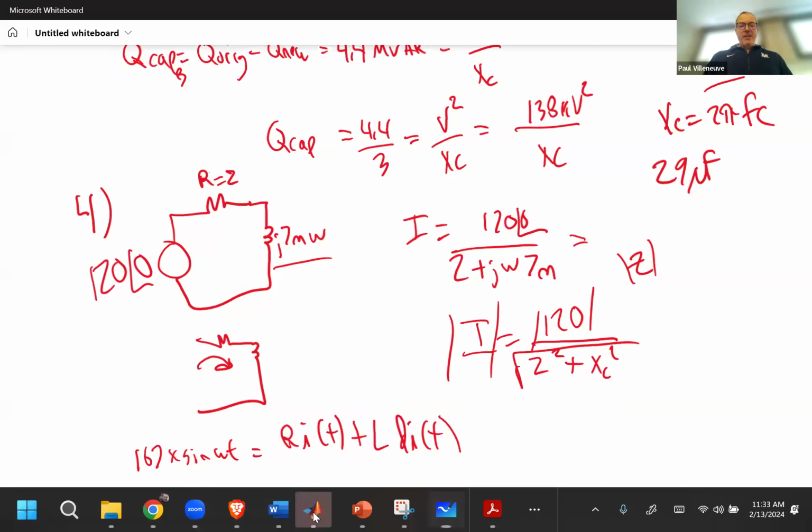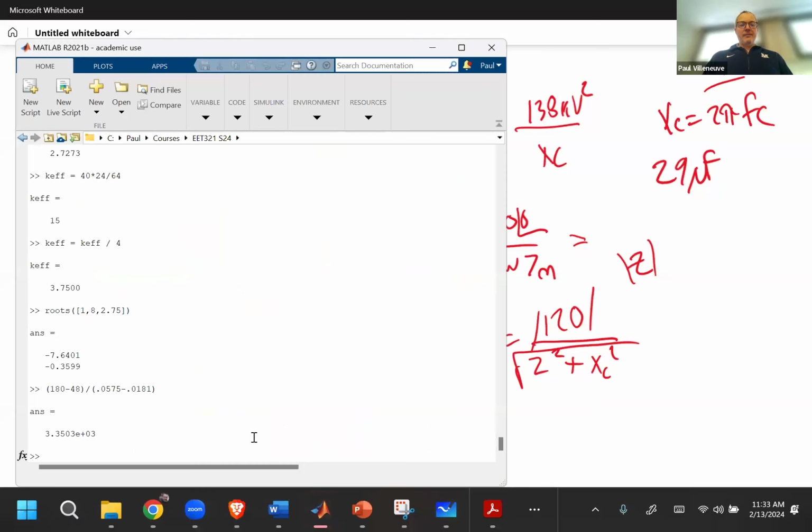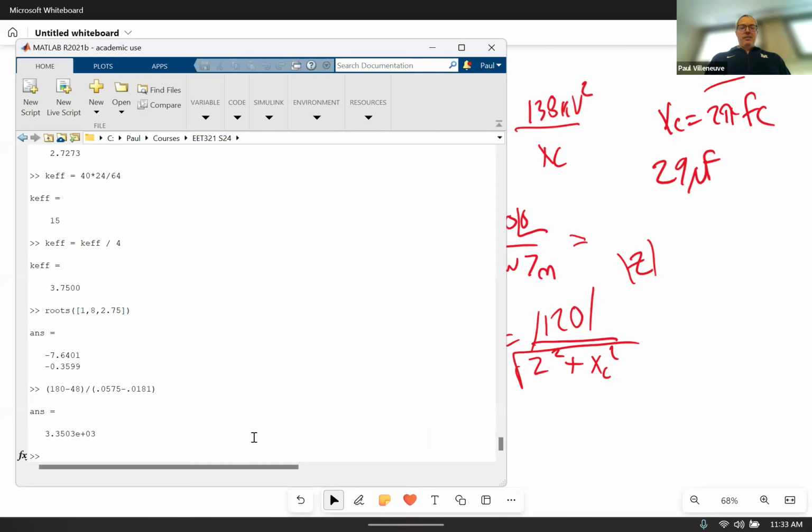I did give everybody the option to use MATLAB too, right? MATLAB, and this is for Avery because she asked how would I enter that in? Do a little tutorial. 120 at an angle of 0 is just 120. Divide by 2, my resistor, plus j times omega, which is 2 times pi times 60, times 7 milli, you can go 0.007, or you can do E-3.